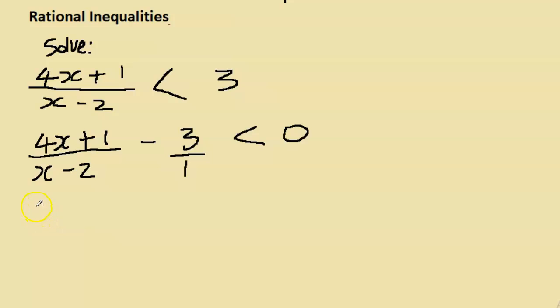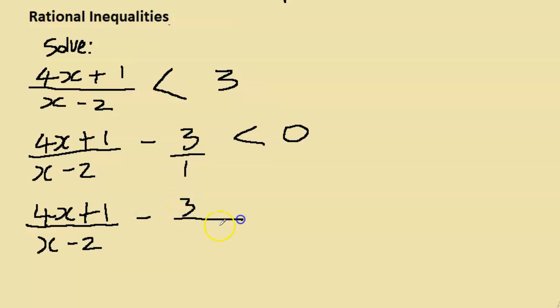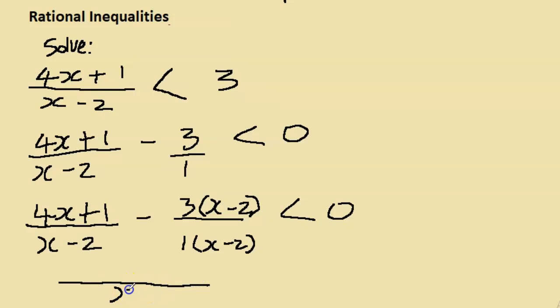Now, before we can subtract these two fractions, we need to have a common denominator. Good, so we need this denominator to be the same as this denominator here. So we can multiply this denominator here by x minus 2. And for the fraction to remain equivalent, we need to do the same thing to the numerator. Good? And then we have a common denominator now, x minus 2, so we can put everything over x minus 2.